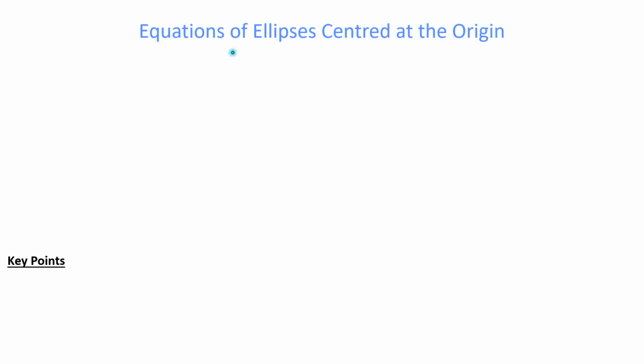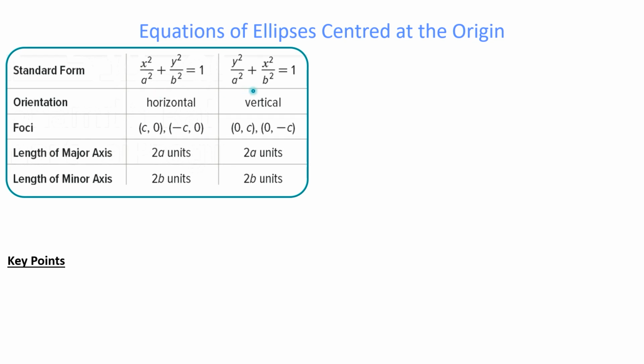Now, looking at the equations of ellipses centered at the origin, there are in fact two types of equations in standard form. We have one for the horizontal ellipse and one for the vertical ellipse. Now, they look very similar, so how do we tell them apart? Well, here we have the x squared term being divided by a squared, and over here for the vertical ellipse, the y squared term is being divided by a squared.